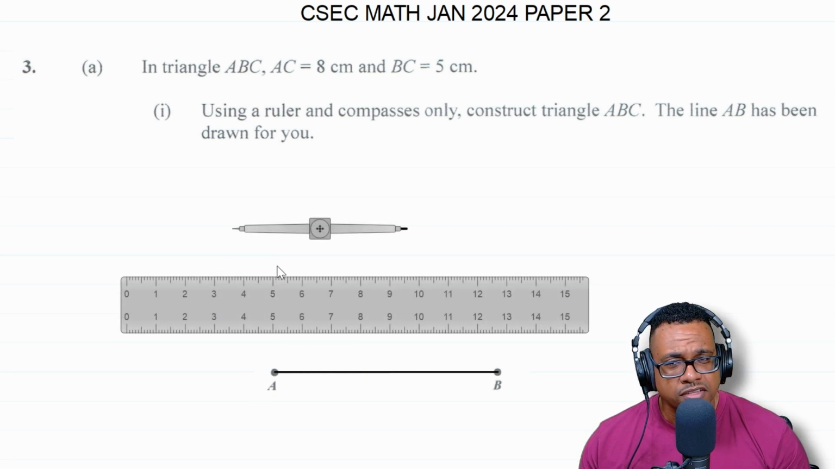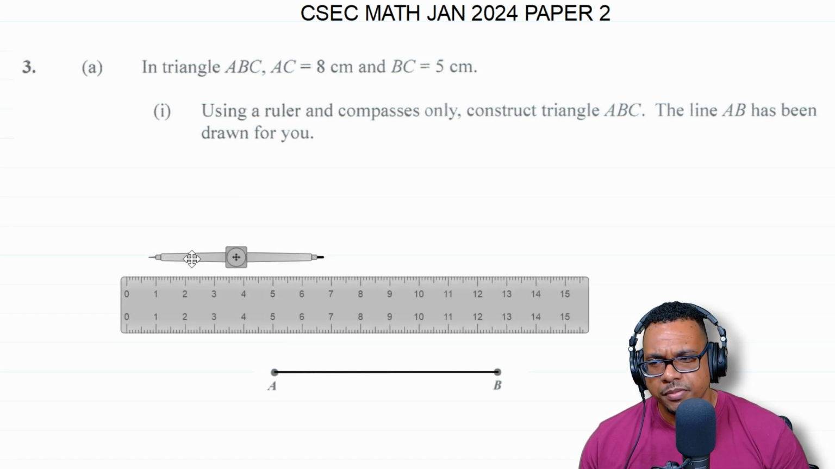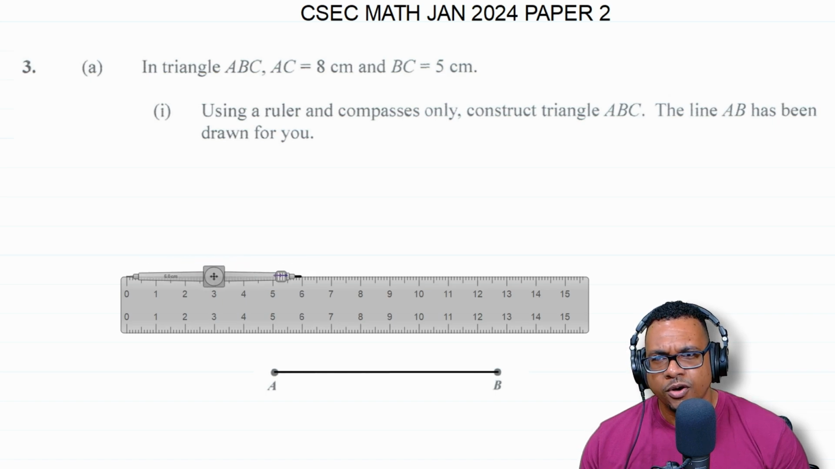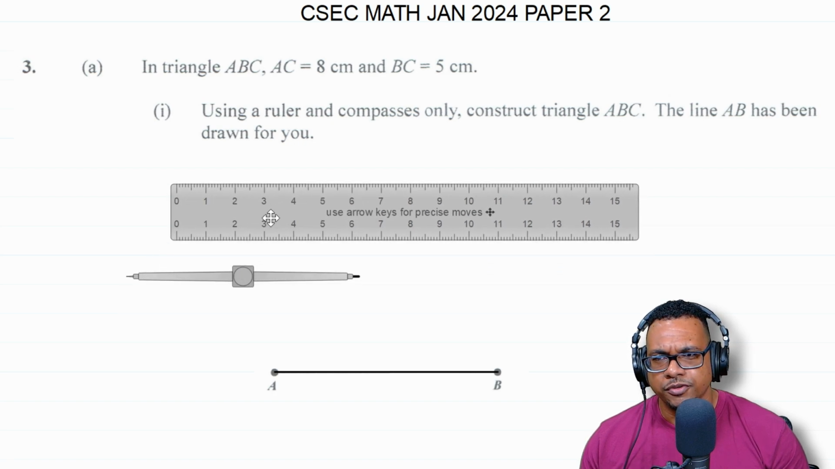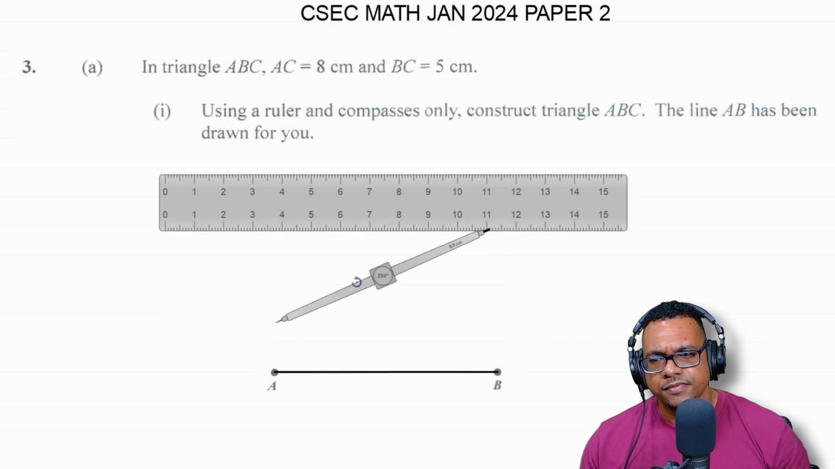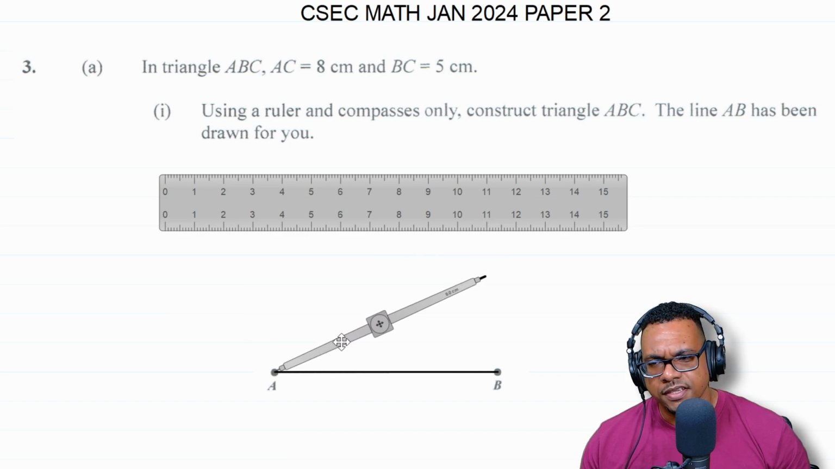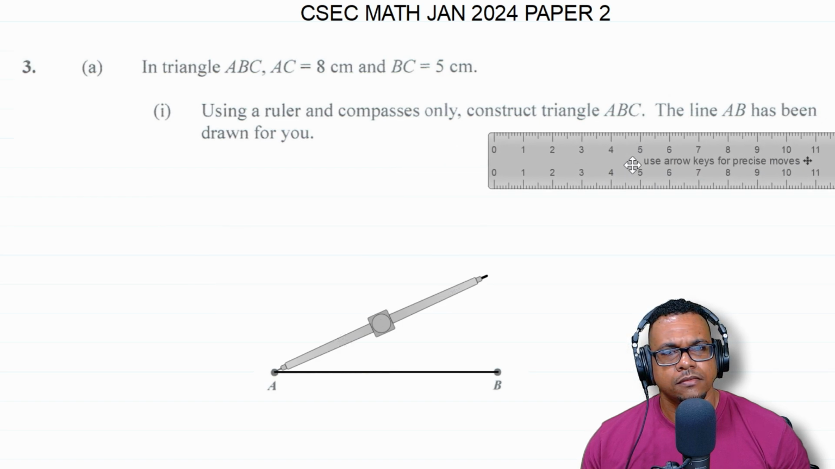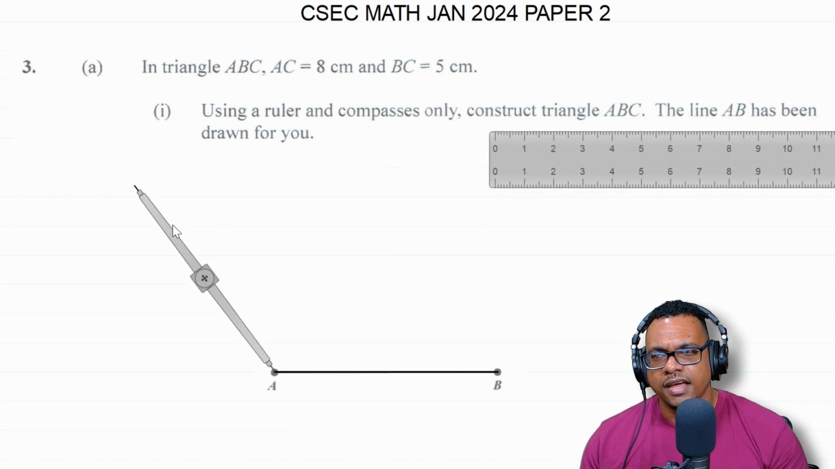So here I have my ruler and compass. I'm going to take the compass, place the point of the compass on the zero of the ruler, and I'm going to open that out to 8 centimeters. So my compass is opened out to 8 centimeters. Let's move the ruler. I'm going to take the compass point and place it on the point A, and I'm going to make an arc using a light line.